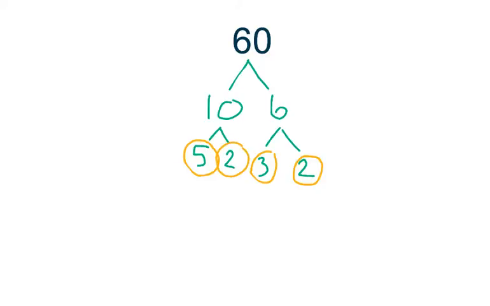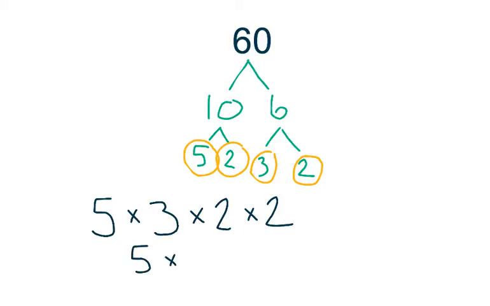So I can say that the prime factorization of 60 is 5 times 3 times 2 times 2, because all of those numbers are primes. Another way I could say that is 5 times 3 times 2 to the second power, because since there's two 2's, 2 times 2 can also be said as 2 to the second power.